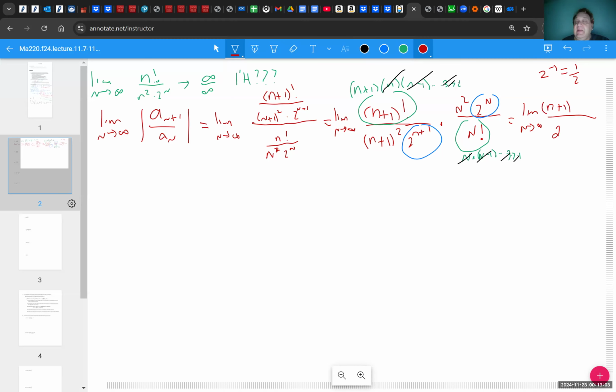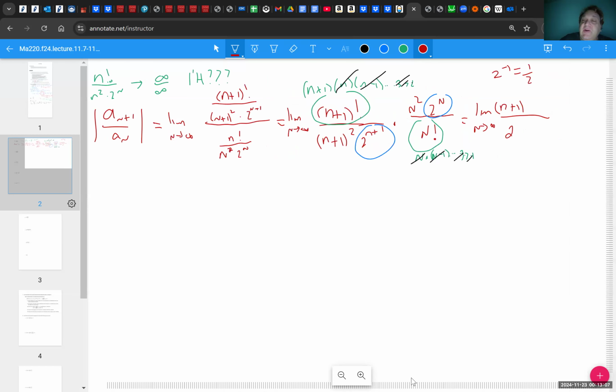And finally, the n squared and the n plus 1 squared also simplify. I'm going to show you how they simplify just by distributing. So n squared is just n squared. And n plus 1 squared is just n plus 1 times n plus 1. So it's n squared plus 2n plus 1, like that.